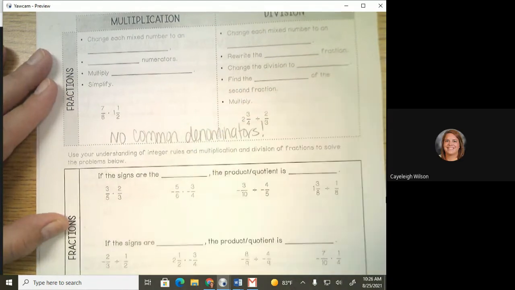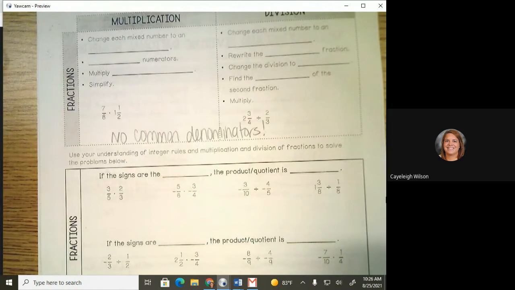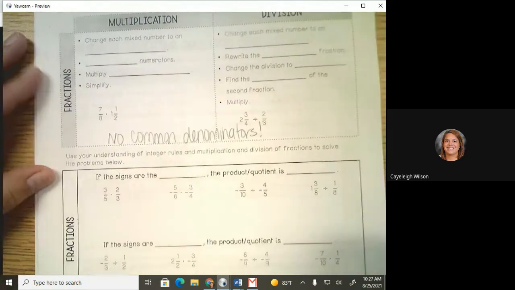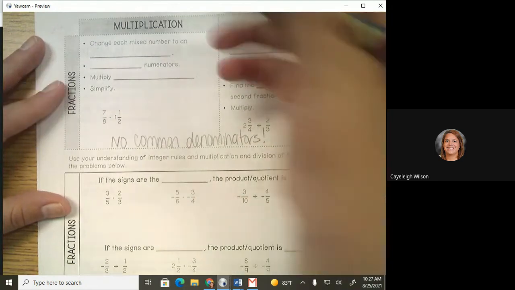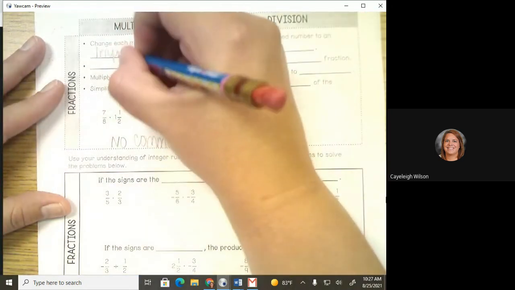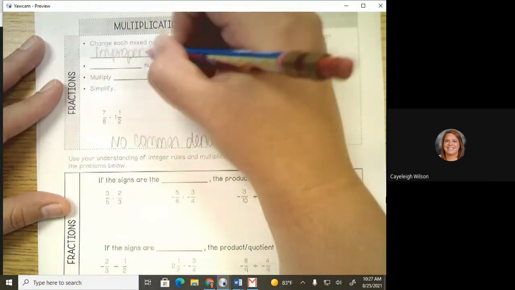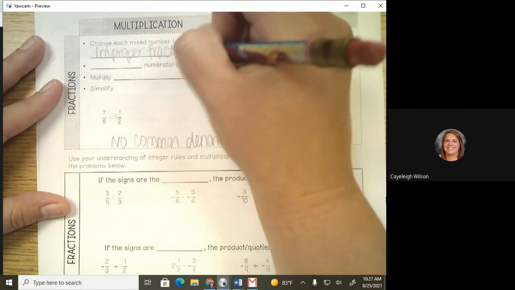Okay, that's my favorite part, is that we don't need common denominators to multiply and divide. But you are going to change each mixed number to an improper fraction first, just like we did before.